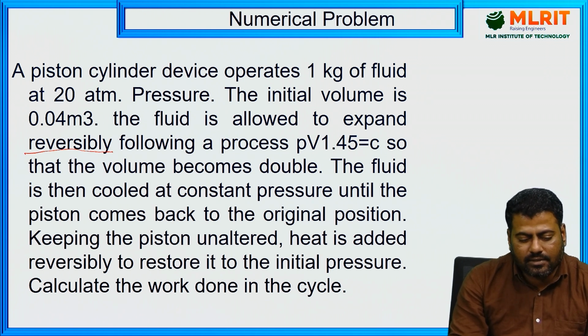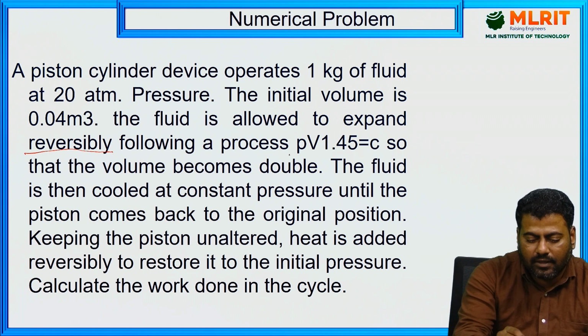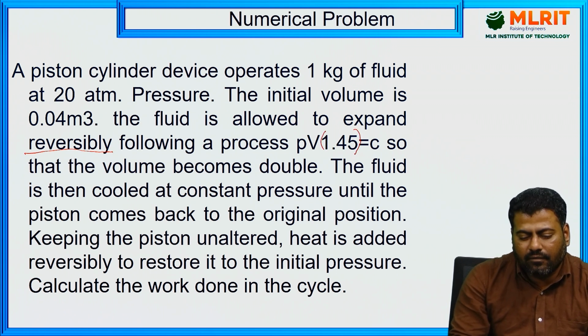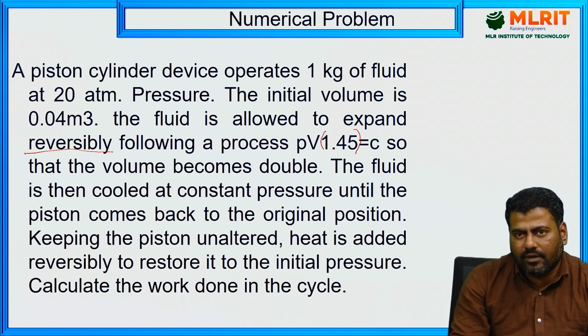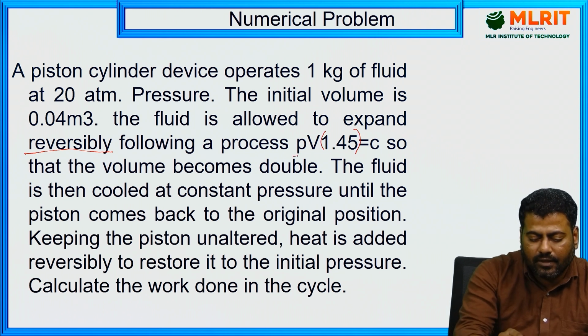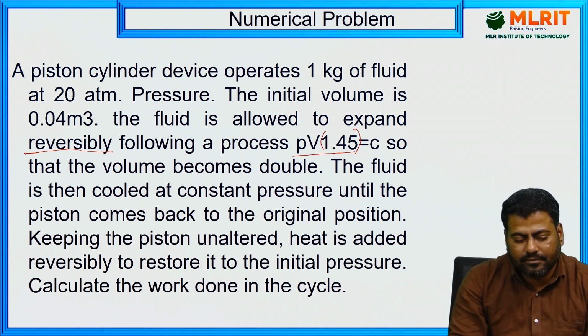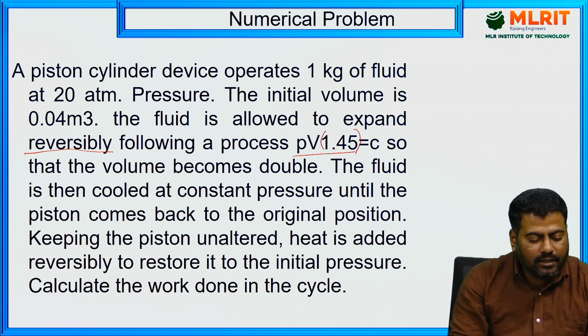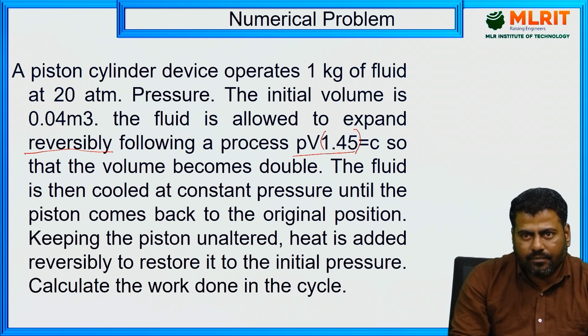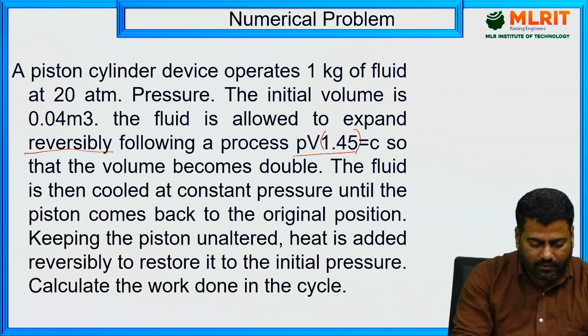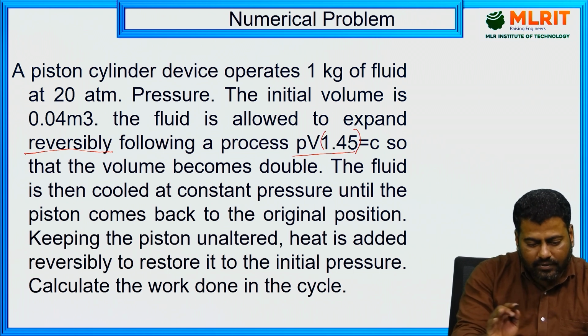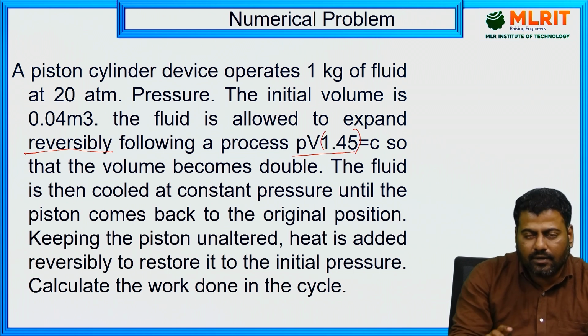It follows a process PV to the power 1.45 equal to constant. This comes under an adiabatic process, and a reversible adiabatic process is nothing but an isentropic process. The volume becomes double during this reversible expansion process. The initial volume and initial pressure are given, so the volume at the end of the expansion process becomes double.